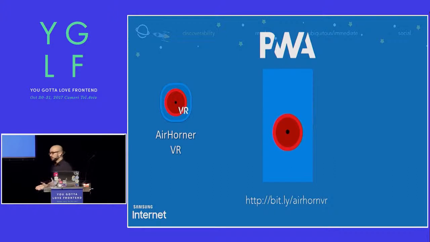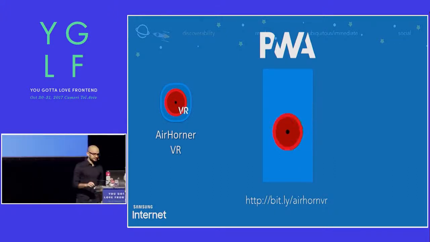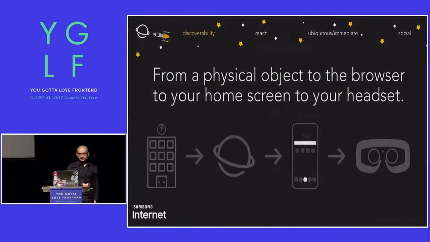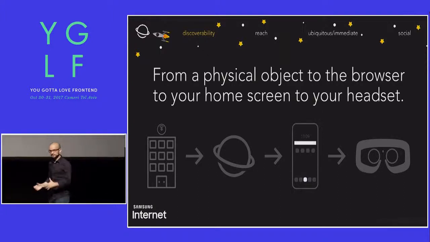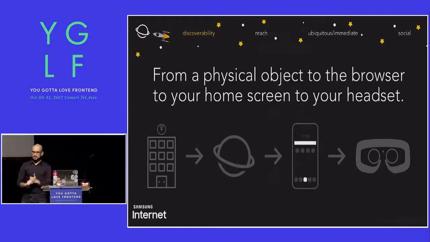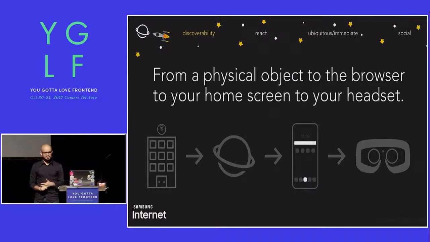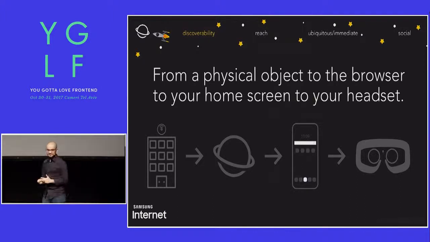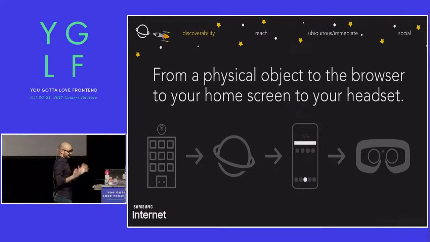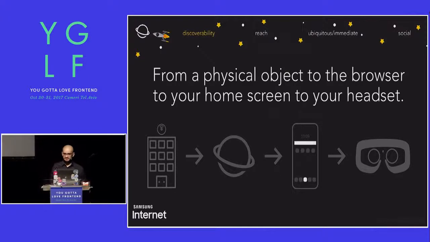Now, if we put all these concepts together, the ones that I've just mentioned, we are saying that we can go from a physical object, and in this case, let's not think about a dress. Let's think about something that could be a museum, a theater, an exhibition. We could go from a physical object to the browser, to your home screen, to your headset. And we could do all of this with web technologies in less than 30 seconds of engagement for the user. If that is not engaging fast in VR with your audience, then I truly don't know what it is.